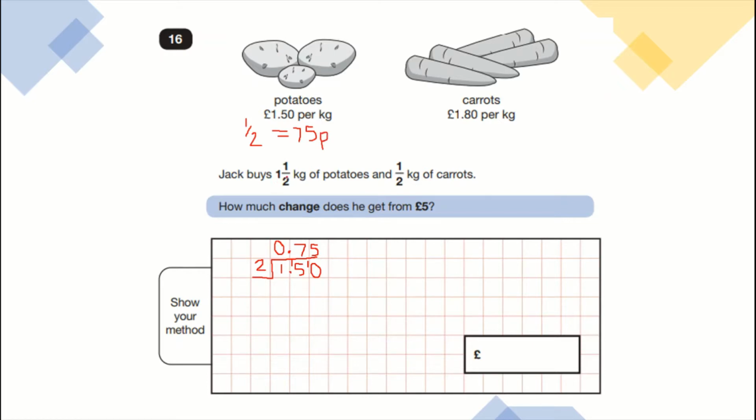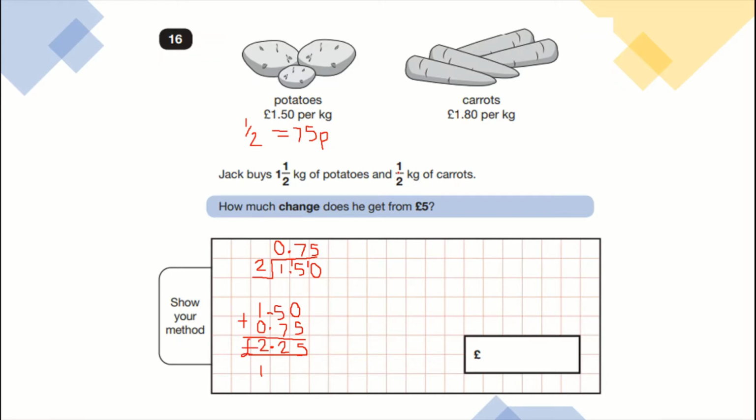Now to get 1.5 kilograms, we need to add £1.50 and 75p together. £1.50 plus 75p. 5 plus 0 is 5. 7 plus 5 is 12. 1 plus 0 is 1. Plus another 1 is 2. £2.25.